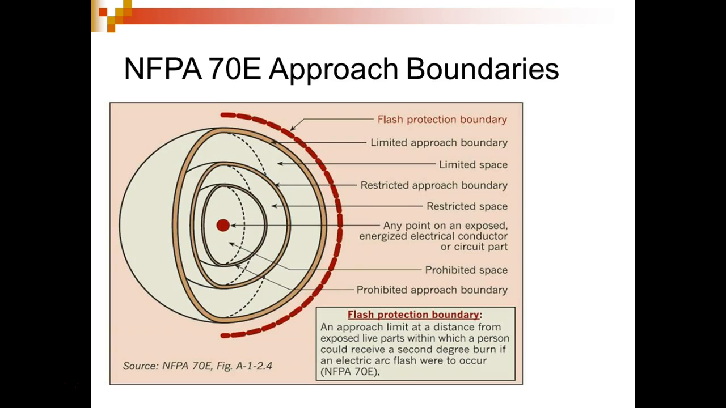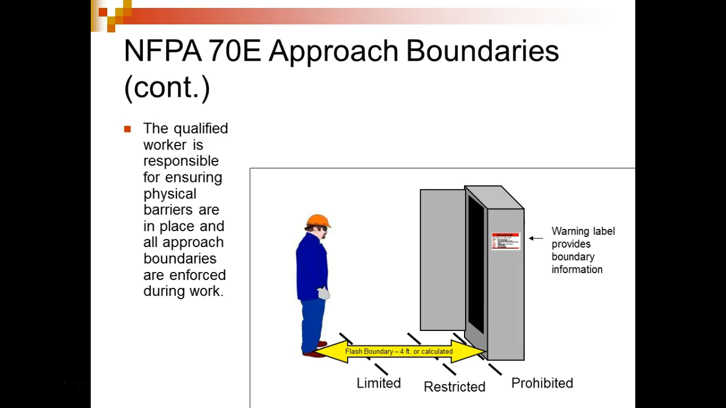This is the approach boundaries we've already looked at, right? And this is the way they're supposed to be, right? So we have three boundaries. We have what we call limited, restricted, and prohibited. I think they gave that wrong. These are the three boundaries. Qualified workers are responsible for ensuring physical barriers are in place and all approach boundaries are enforced during work. Does that make sense? You okay? Yes?